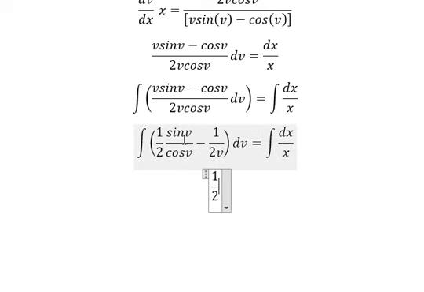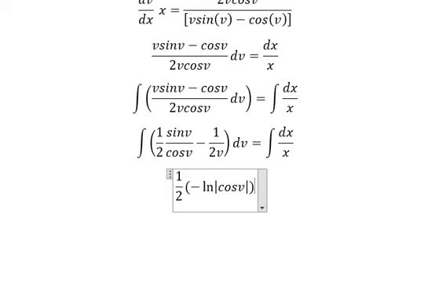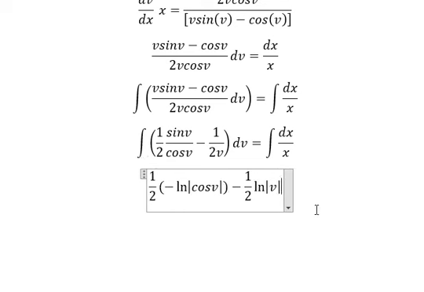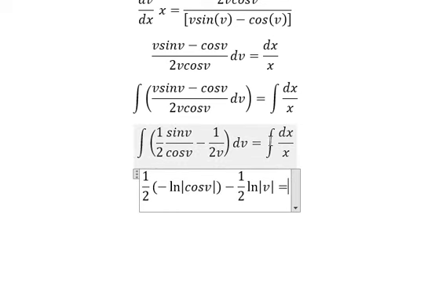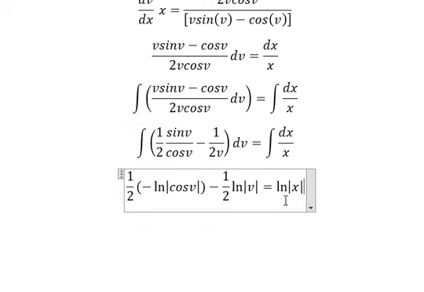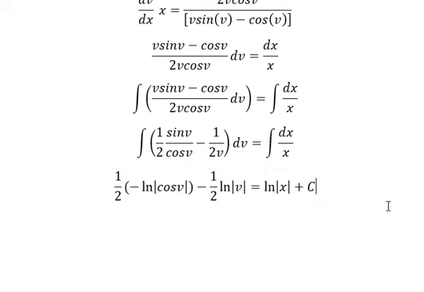The integration of sine v over cosine v, we have negative ln of the absolute value of cosine v. The next one, we have negative 1 over 2 ln of the absolute value of v. The integration of this one, we have ln of the absolute value of x, and I will put c.